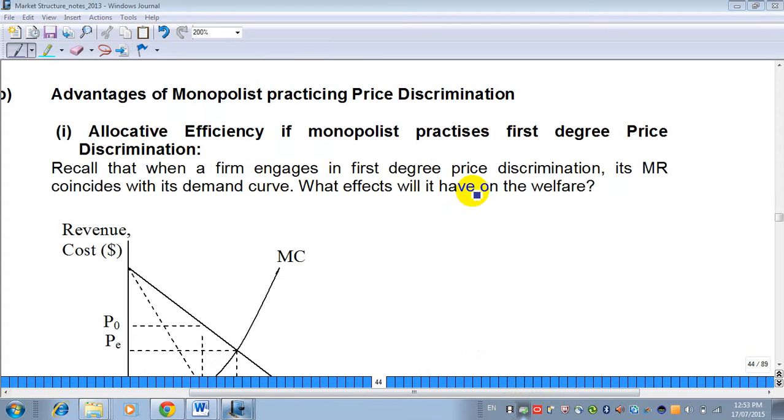Now, let's go through some of the benefits. Let's think about answering the question already, right? What are some of the benefits of practicing first degree price discrimination? Let's answer the question now.